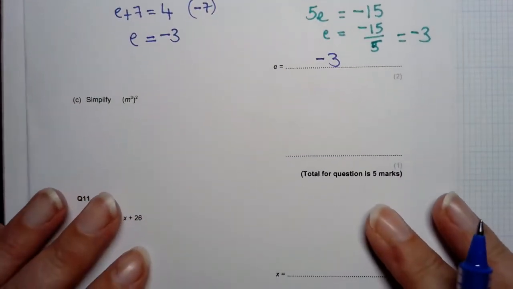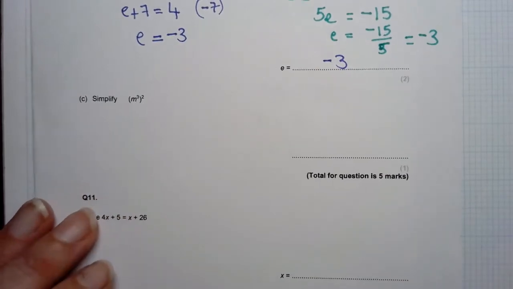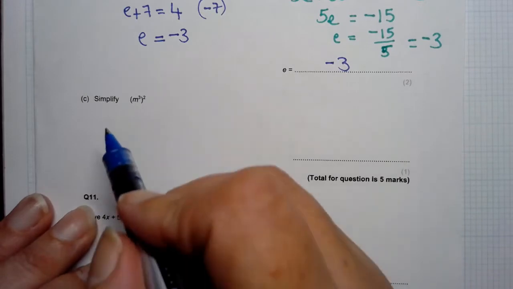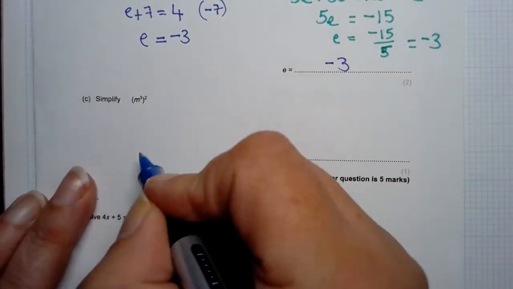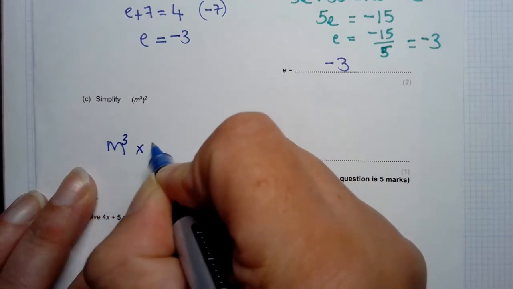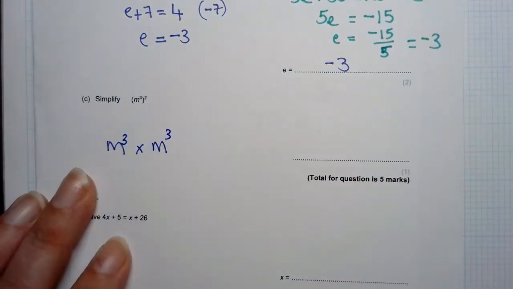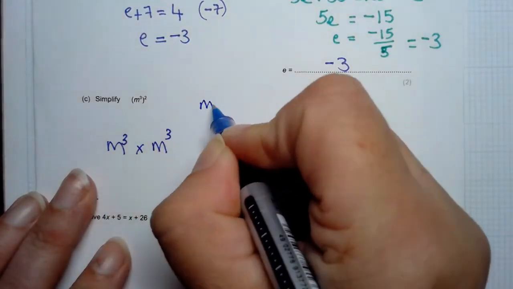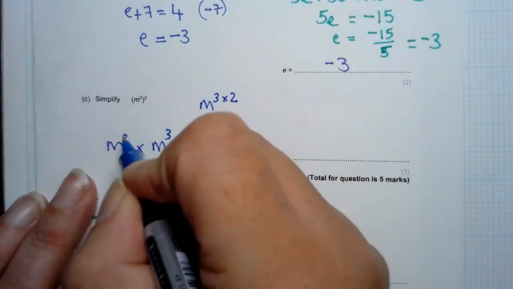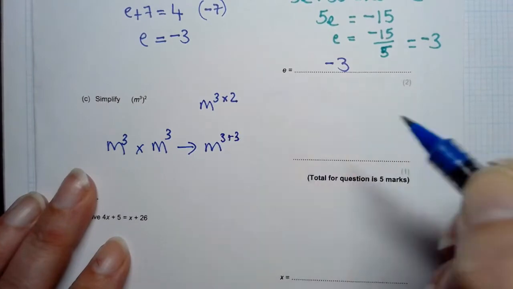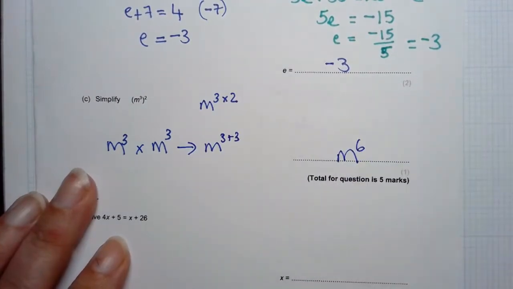Okay, the next one is an indices one. We haven't particularly done any indices this term, but we did do it just before we broke up for the summer. When this is in a bracket, it basically means that you're doing m to the power of 3 and you're squaring it, so you would times it by itself. And when you do that, you add the indices. So you either use the rule that when it's in brackets, you do m3 times 2, or you write it out like this and then do m3 plus 3. The answer is the same, m to the power of 6.